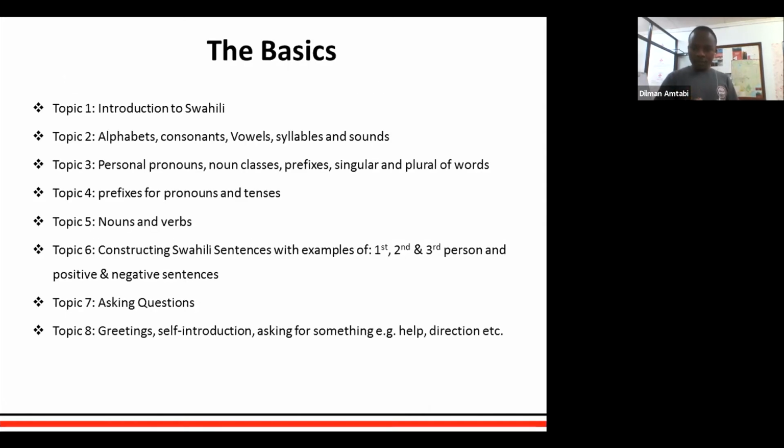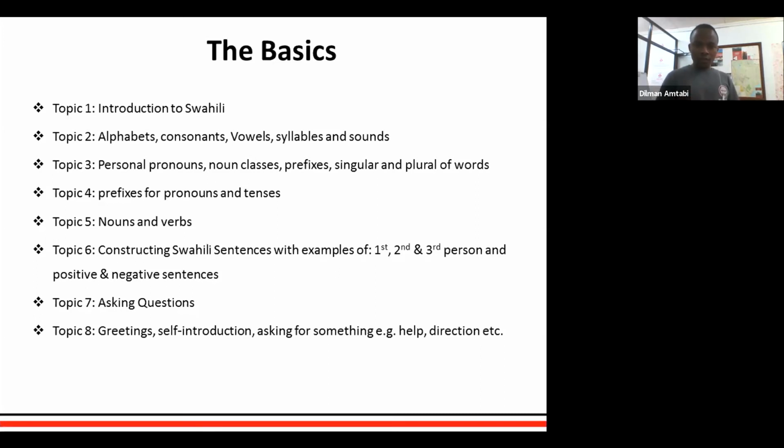So in the basics part, we have from topic 1 to topic 8. So we have the introduction to Swahili, then in topic 2, we'll learn about the alphabets, the consonants, the vowels, the syllables, and the sounds. And then next, we'll go to personal pronouns, noun classes, prefixes, singular, plural of words. And then we'll move to prefixes for pronouns and tenses.